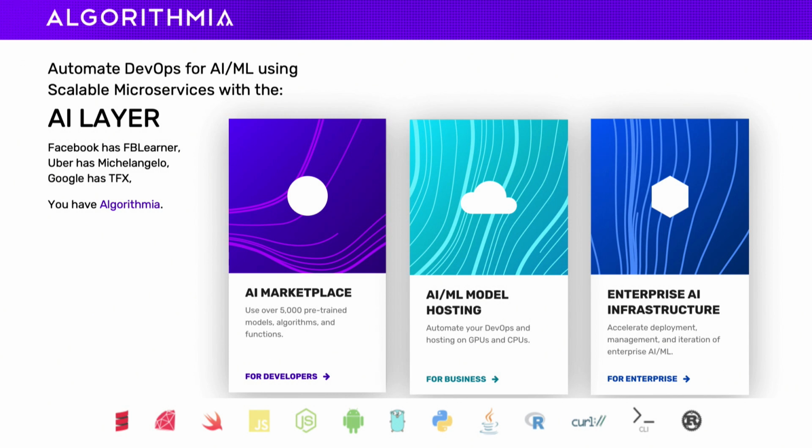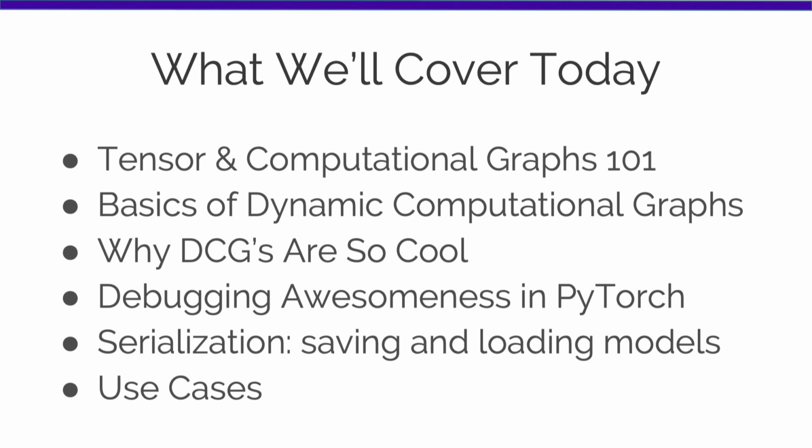So what we'll cover today is tensors, some computational graphs 101, basics of dynamic computational graphs. I'm not assuming everybody has the same background, so I like to do a little bit of the basics first. I'm going to go over why dynamic computation graphs are so cool, and the debugging awesomeness in PyTorch, because it's tied to the architecture of the graphs. Also, serialization in PyTorch isn't necessarily as easy or performant as serialization in Tensorflow, so I'll go over some of that too. And then of course, the fun stuff is use cases.